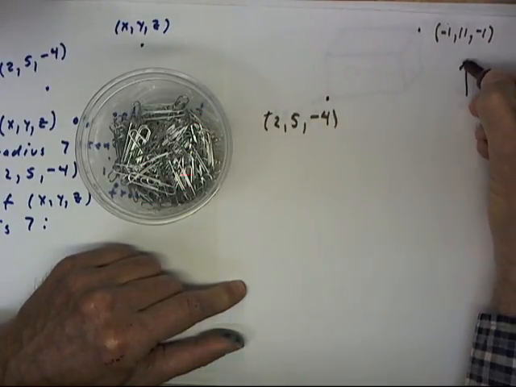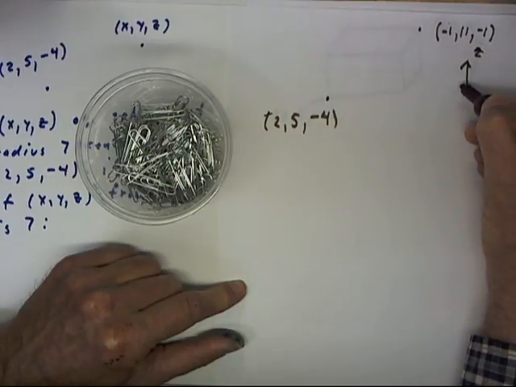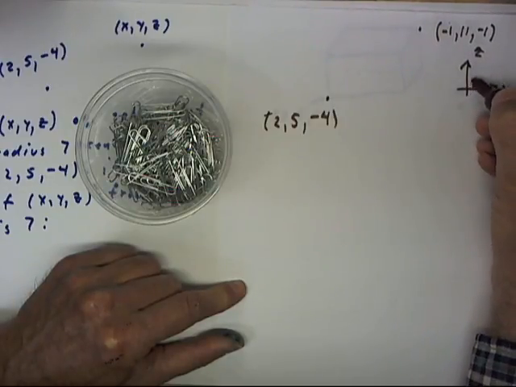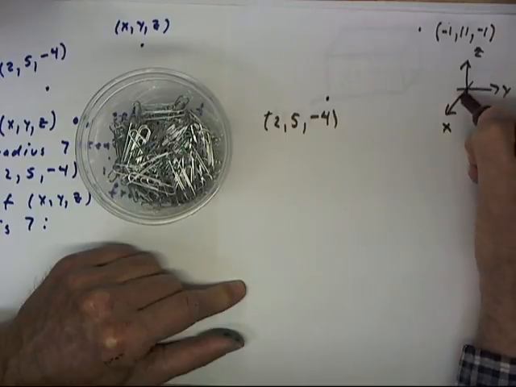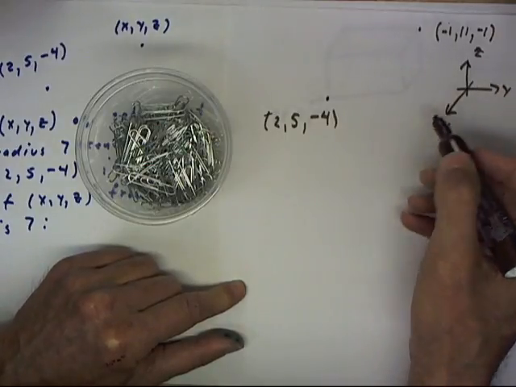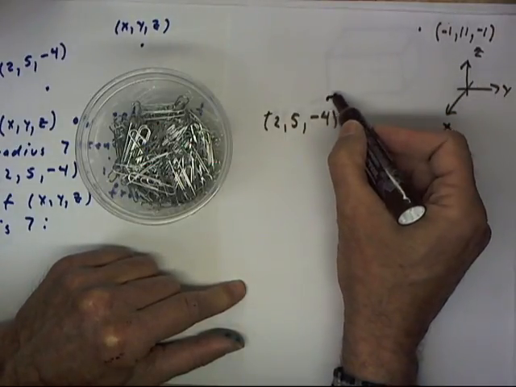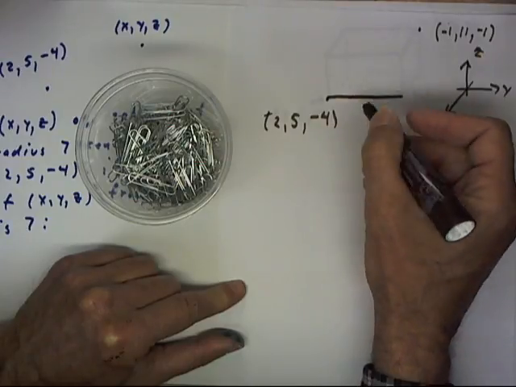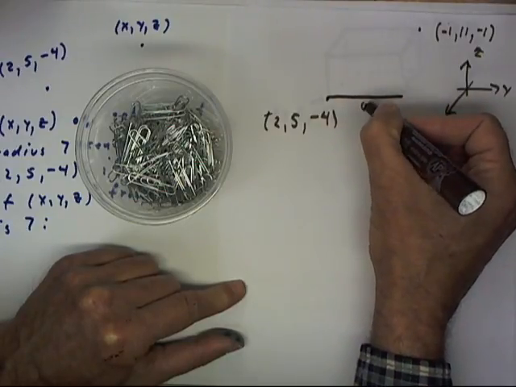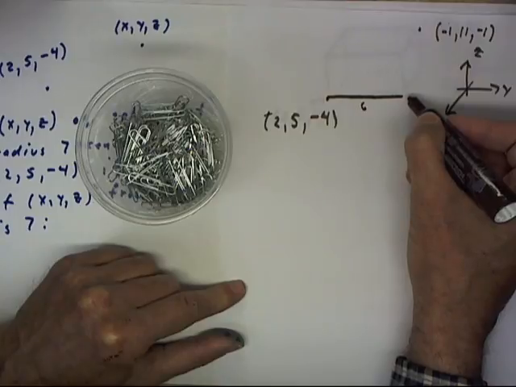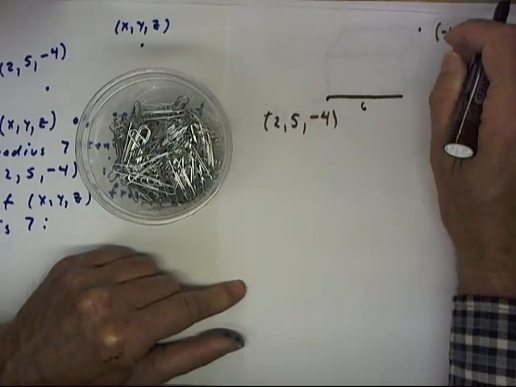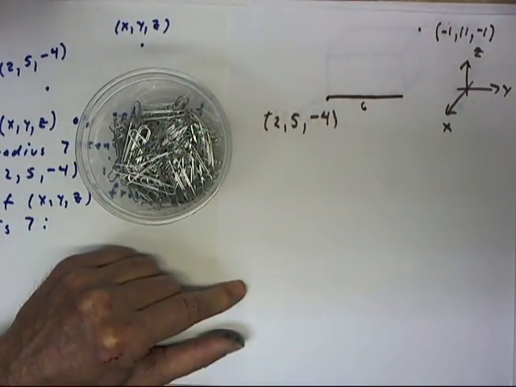Now I'm going to use a standard orientation for the X, Y, and Z directions, and I'm going to draw a line segment of magnitude 6 in the Y direction. That'll get me from Y equals 5 to Y equals 11.